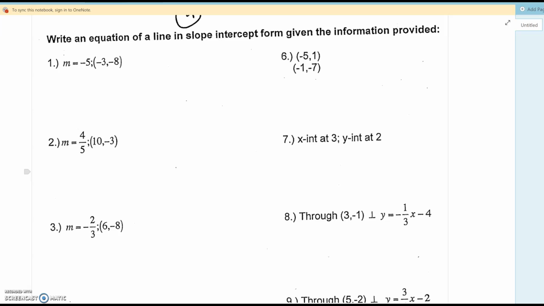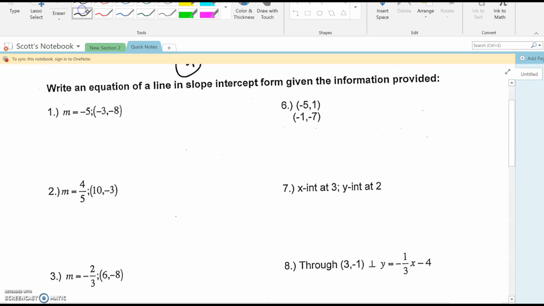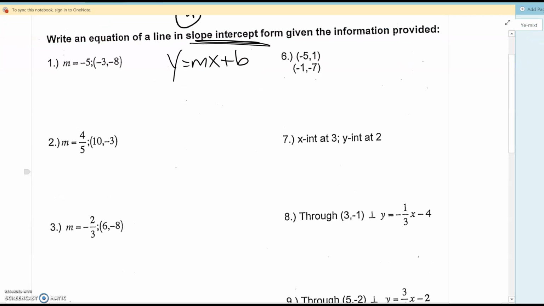All right, guys, so if it says equation of a line in slope-intercept form, that is always going to look like y = mx + b. That should be what the final answer looks like. Okay, so for number 2, go ahead and do number 2, set it up, and then put in your answer.